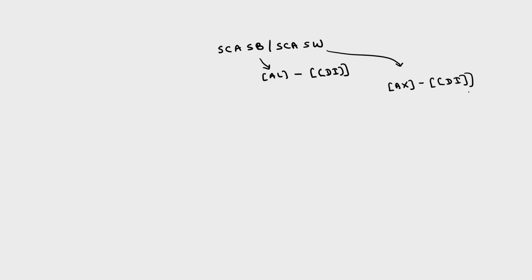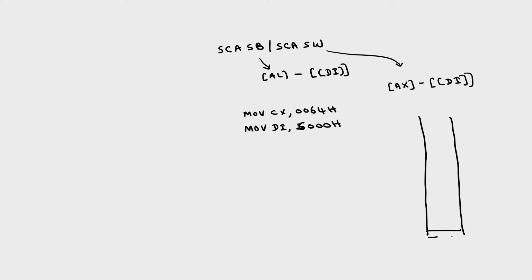For example, if I want to compare 100 decimal data with AL, the same instructions we will write: move CX comma 0064H, move DI 6000H. If the contents of 6000 to 6023 are, this is 6000H, 33, some 44, 55, some data, FF, say.